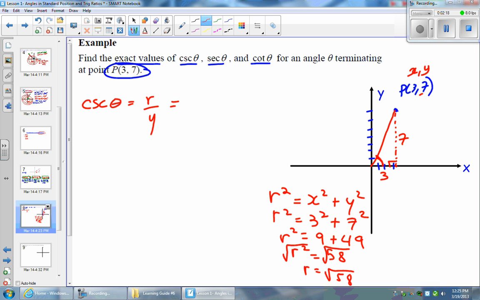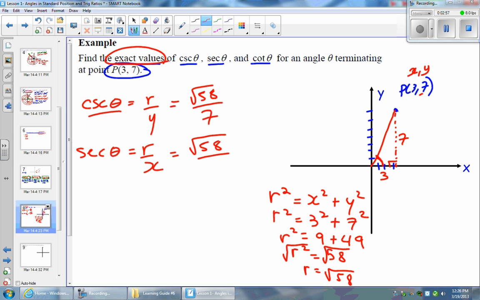Now, don't use any decimal approximations right now because the question wants your exact values. So we're going to leave everything as a radical wherever it shows up. So our r value is equal to the square root of 58, so you can plug that into that formula. Our y value is going to be positive 7. So there is our first ratio. The square root of 58 over 7 is equal to my cosecant ratio. Next thing we're going to find is the secant ratio. And using the formulas that I gave you from the last lesson, secant theta is equal to r over x. And our r value is still the square root of 58, but our x value is different. It's positive 3. Okay, let's keep going here. Cotangent of theta is equal to your x over y ratio. So our x is equal to positive 3, and our y is equal to 7. So there are my 3 ratios, and as a result, my 3 answers.